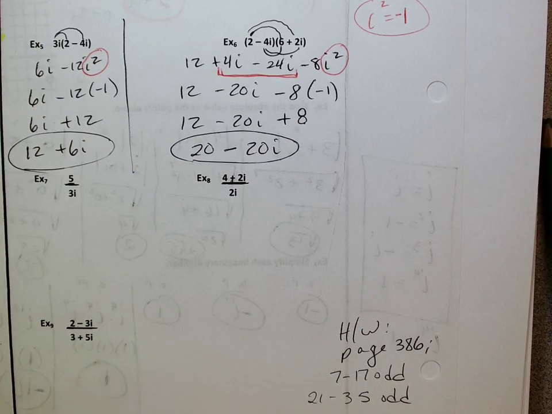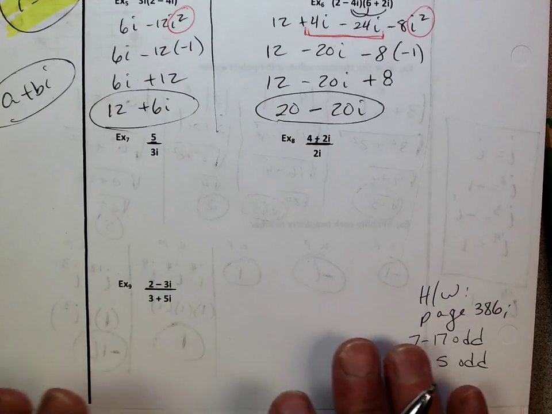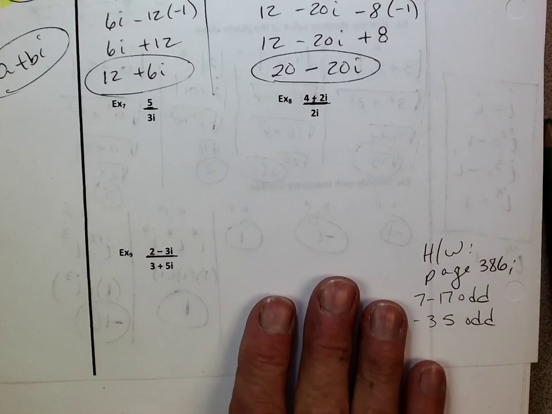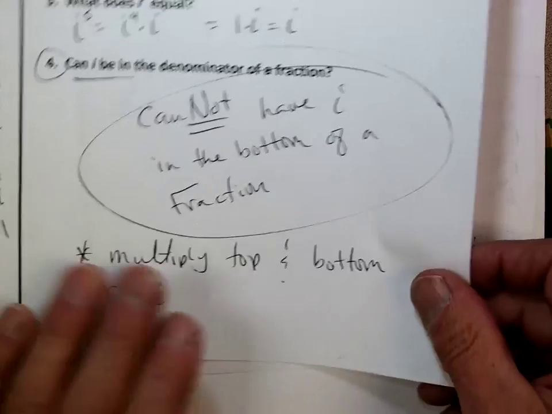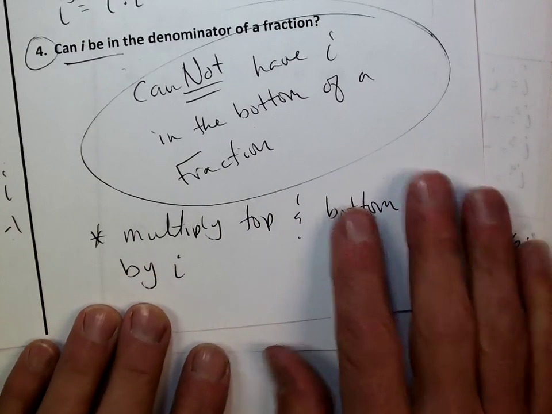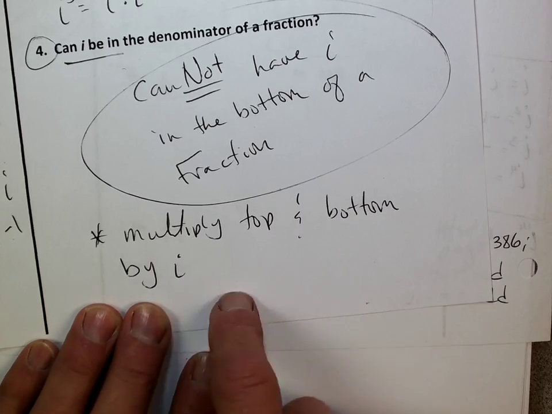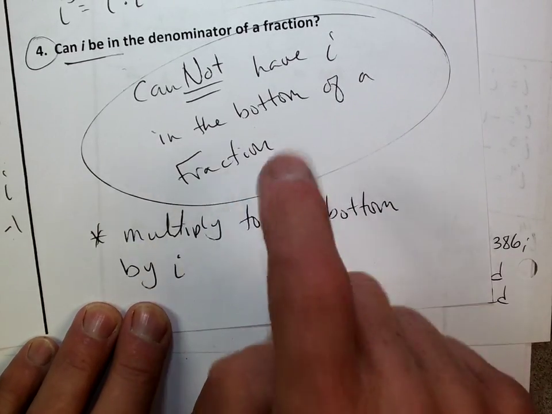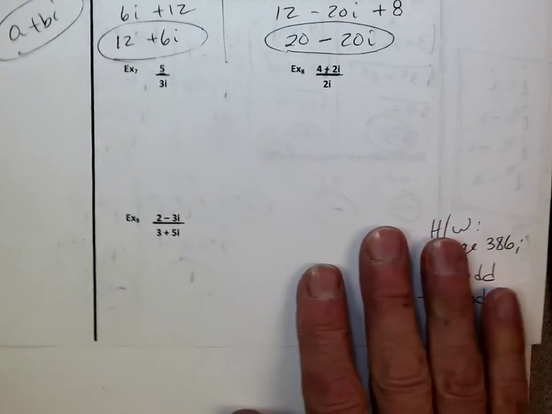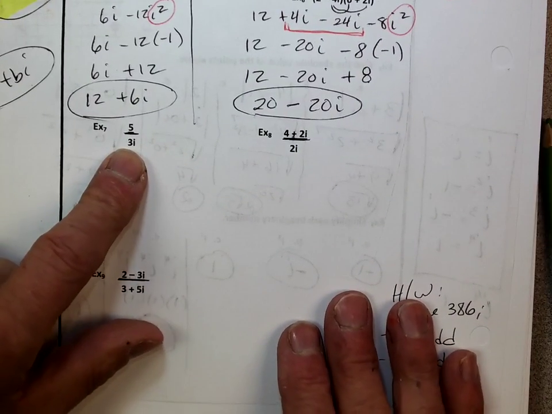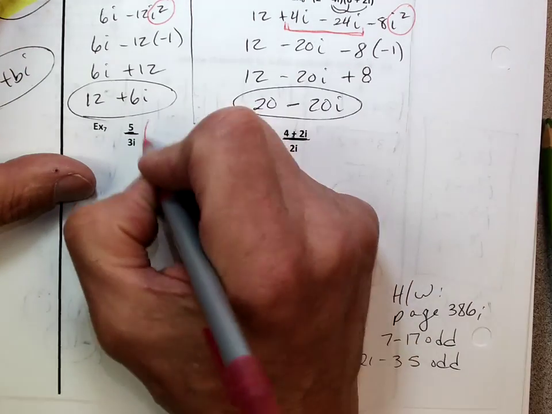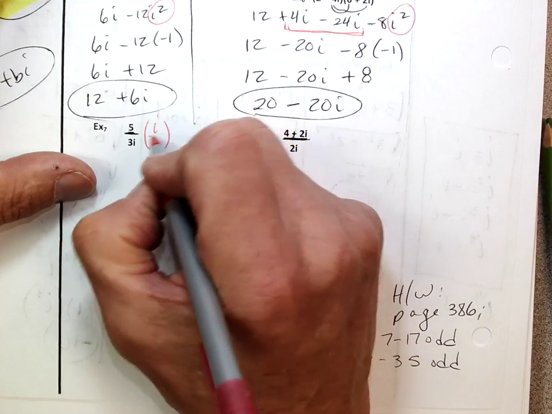Okay, we're almost done. A couple more examples, okay? Example 7. Now, real quick, back to our reading. Cannot have i in the bottom of a fraction. So what do we do? We multiply top and bottom by i, okay? So let's check it out. I have i on the bottom. Can't have i on the bottom. So what I'm going to do, I know you're all paying attention, multiply by i over i.